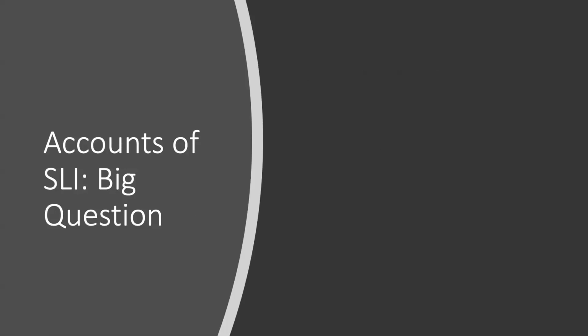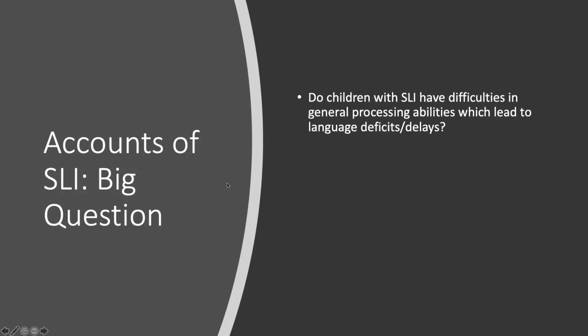I'm not going to test you on the specifics of these and the studies and all of that. So just try to keep the main ideas in mind with this. Some of the big questions that are currently being asked in our field is, do children with SLI have difficulties in just general processing abilities, which end up leading to language deficits or delays, or, like the name suggests, is it something more specific? So you might hear of this as domain general versus domain specific. That's that dichotomy, that argument.